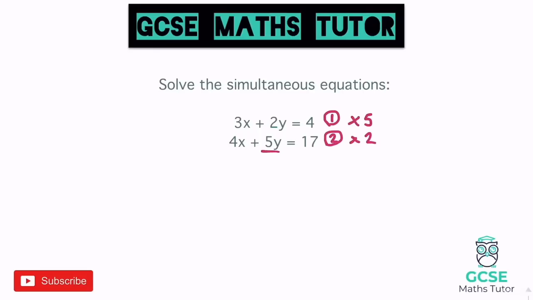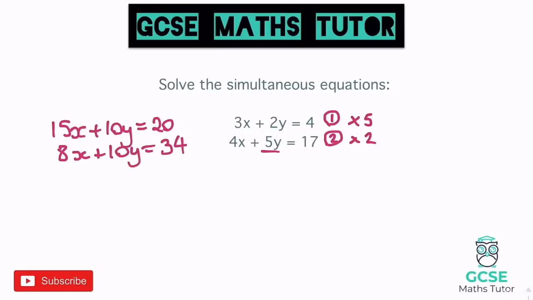So if I times the top one by 5, we get 15x plus 10y equals 4 times 5, which is 20. And the one below that, timesing it by 2, we get 8x plus 10y equals 17 times 2, which is 34. Now I have two options. I can add these equations together, or I could subtract them from each other. If I do 10y add 10y, that's going to make 20y, so they're not going to disappear. But if I do 10y take away 10y, then that is going to eliminate them, and we're not going to have any y's left in our equation.